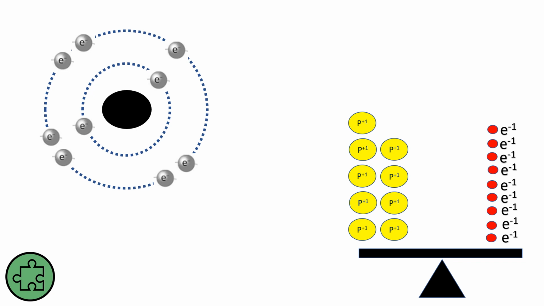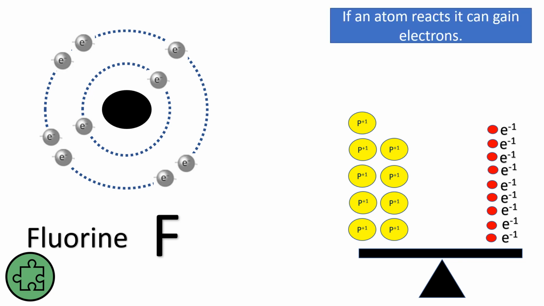Okay, so let's look at this next one here. This is fluorine with a chemical symbol F. Now, fluorine has 9 protons and 9 electrons. But if this one reacts, instead of losing electrons, it actually gains an electron. So let's add that electron onto my seesaw and let's try to cancel everything out.